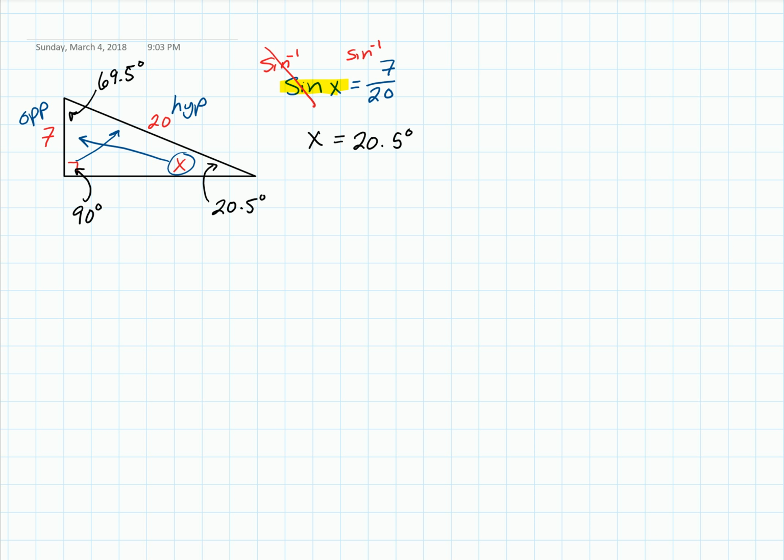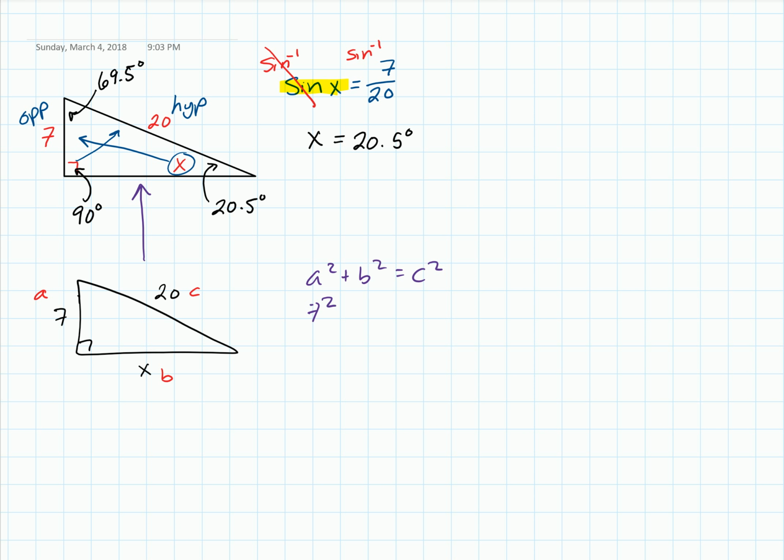The last thing we need to solve for in this particular problem is this third unknown side. And to do this, we're going to use the Pythagorean theorem. So I'm going to redraw my triangle down here. And we know that this side is 20, this side is 7, and we're trying to solve for x. So I'm going to label my sides as A, the shortest, B, the medium, and C, the hypotenuse. And then we'll run A squared plus b squared equals c squared. So that's 7 squared plus b squared equals 20 squared.